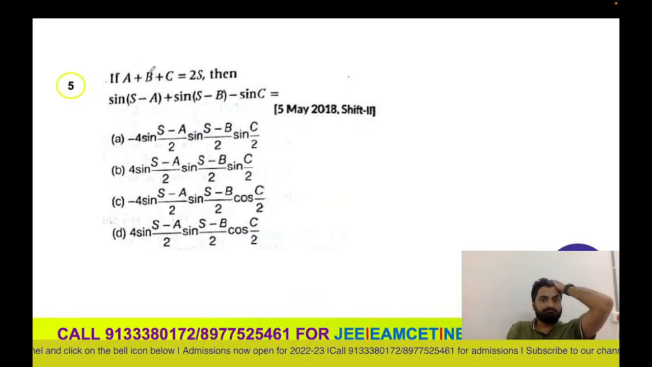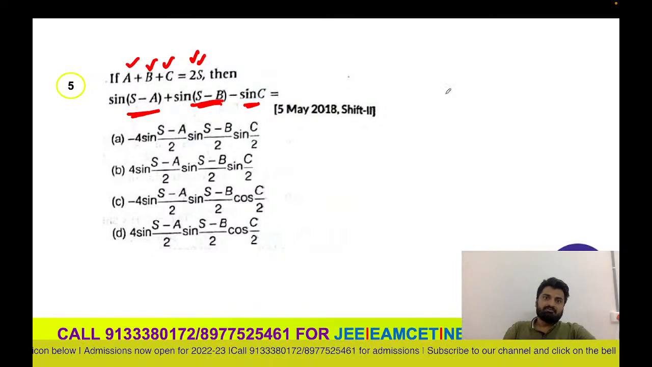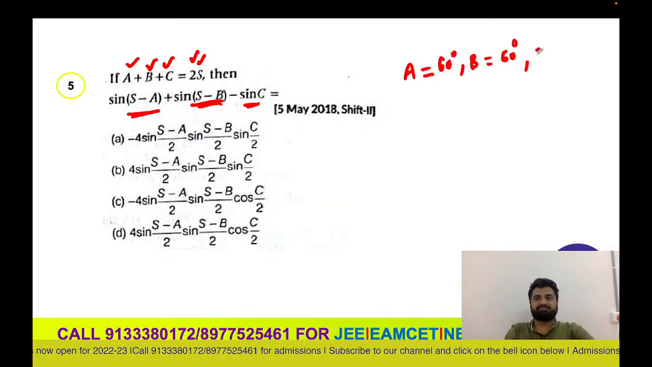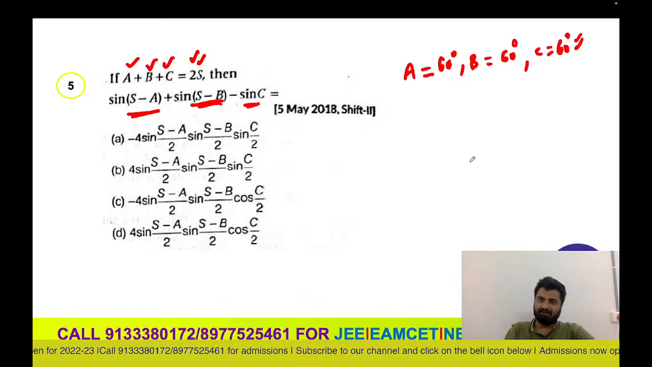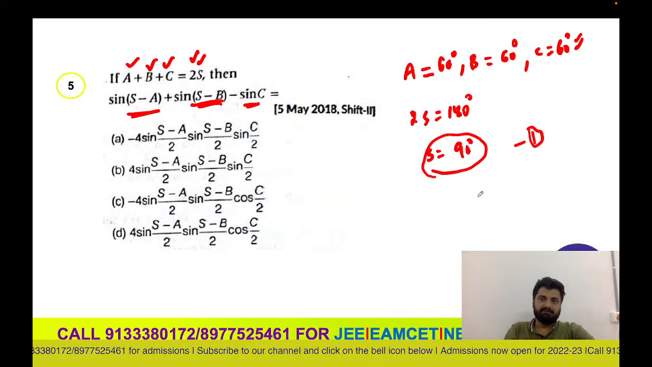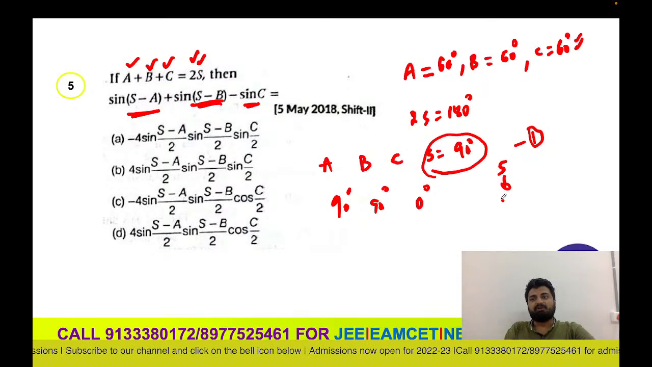I'll do one final question. A plus B plus C is 2S. Then sine of S minus A, sine of S minus B plus minus sine of C. So for this, the hint is you can take A value 60, B value 60, C value 60. That is one way of doing it. So we will get 2S value is 180 degrees and S value is 90 degrees. That is one possibility. The other possibility is you can take A 90, B 90, C value 0, and S value will also be 90 again.